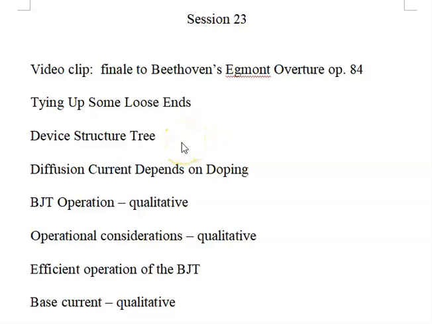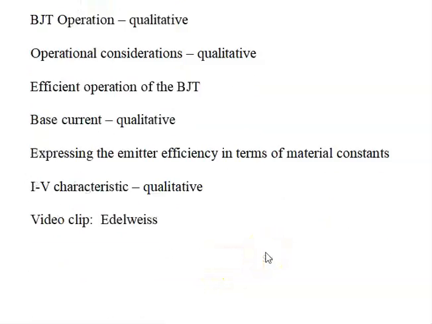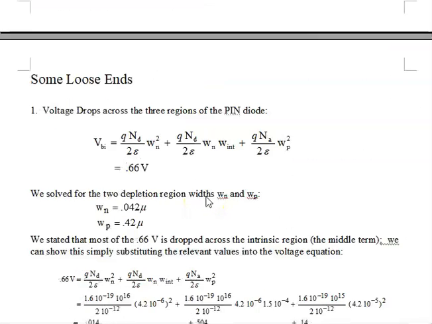So then we'll be reviewing, just for a minute, the device tree, looking at where the BJT, or the bipolar junction transistor, fits into the overall structures that we're looking at in this course. And then we'll be looking at some qualitative aspects of the bipolar junction transistor, specifically the currents, operation, and the efficient operation of the BJT, expressing something called the emitter efficiency, and we'll say what's all that about, and finally we'll end up with another video clip.